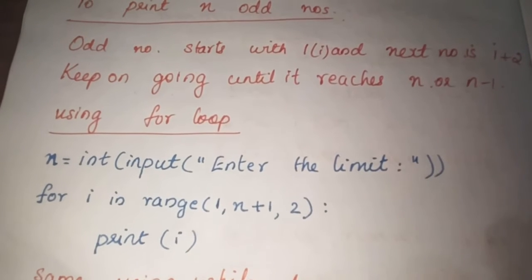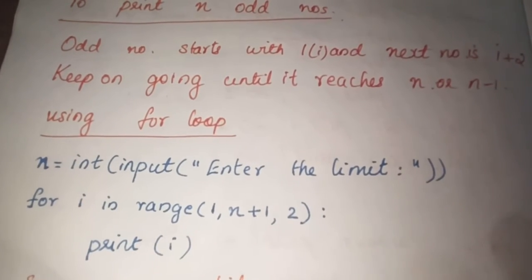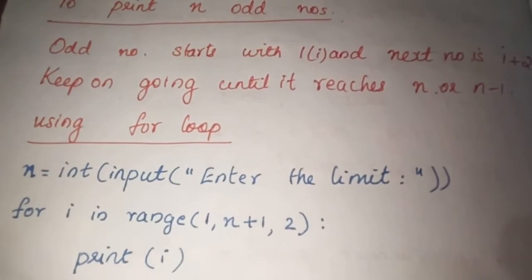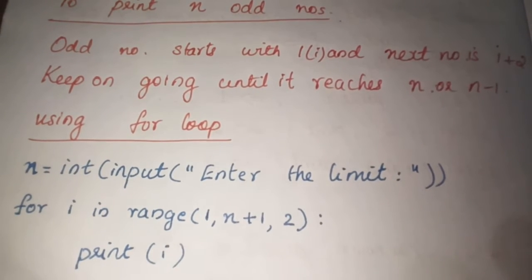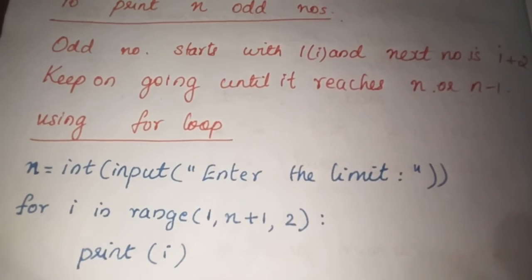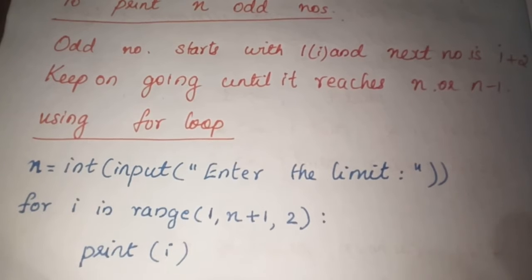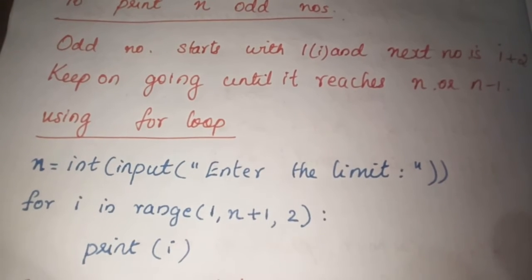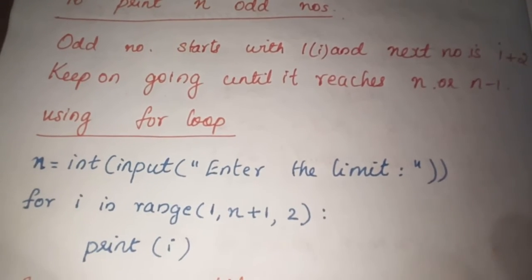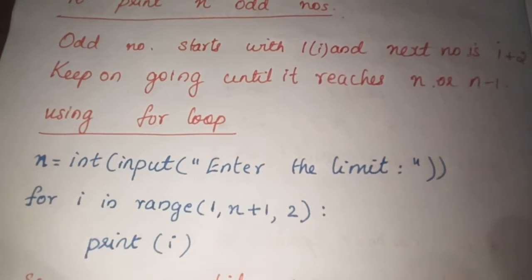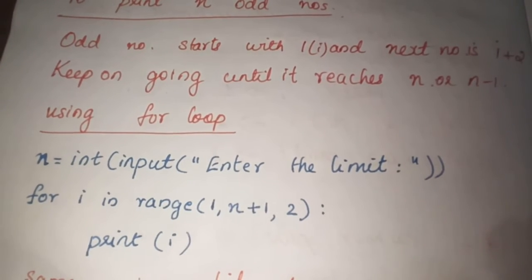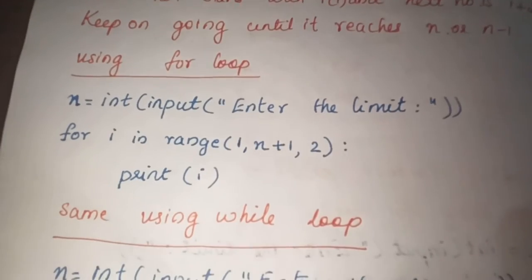You continue this until it reaches n or n minus 1. Why n minus 1? We don't know if n is odd or even. If n is odd, it has to go up to n. If n is even, it has to go up to n minus 1. N minus 1 will be the odd one, like that.